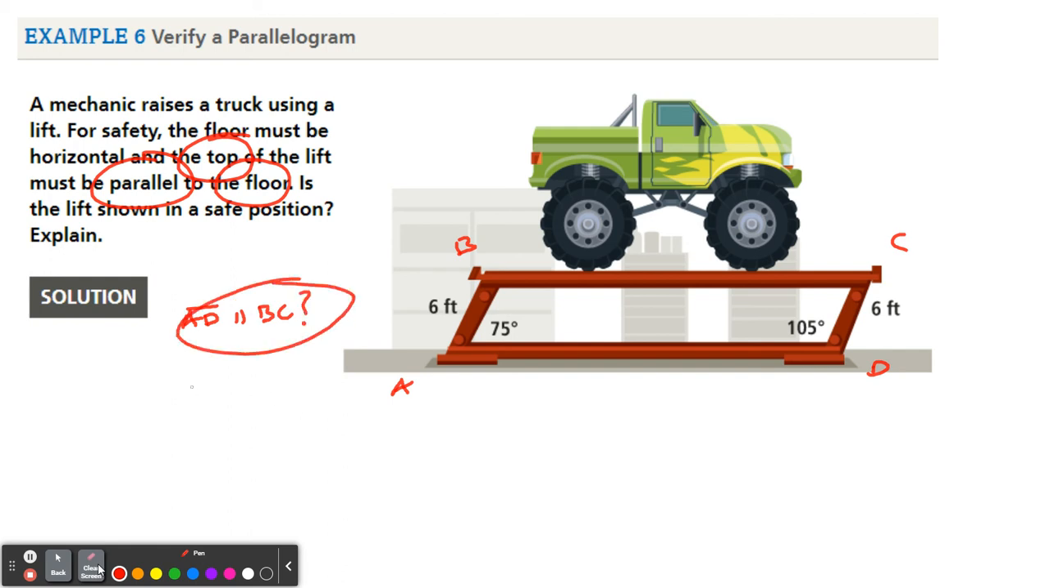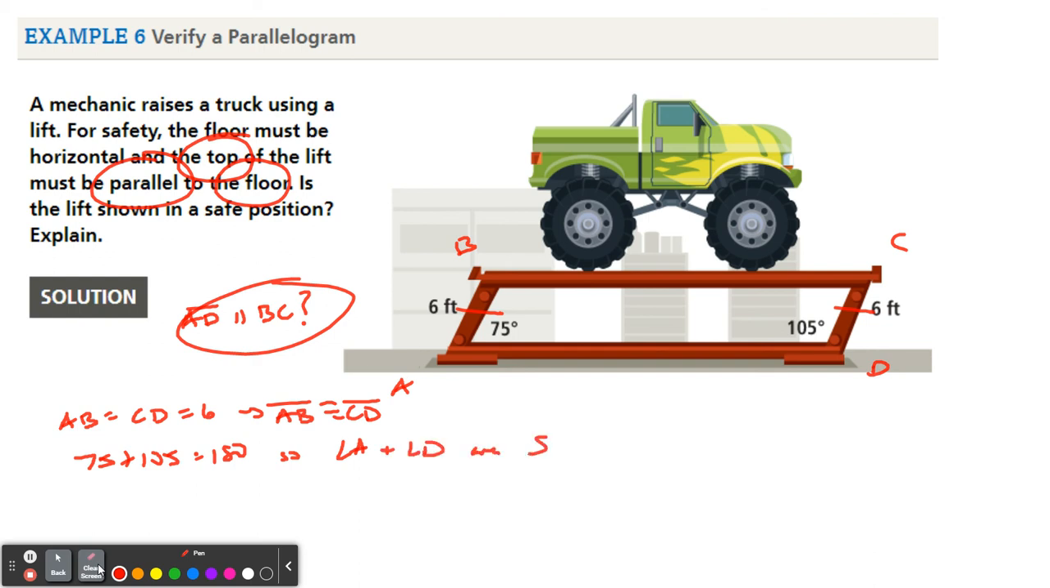Okay. Well, let's take a look here, right? So first off, we have that segment AB equals 6, which is also the length of CD. So because of this, we know that segment AB is congruent to segment CD. So we have one pair of congruent opposite sides. Similarly to the other problem we had just done, we have two angles. 75 plus 105, that's 180. So that means that angle A and angle D, the angles I labeled A and D, are supplementary.